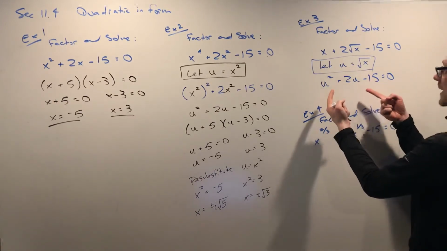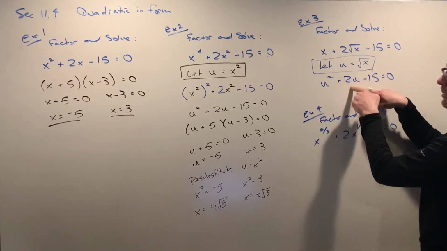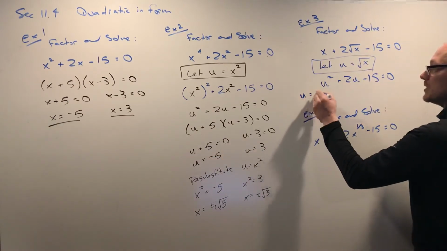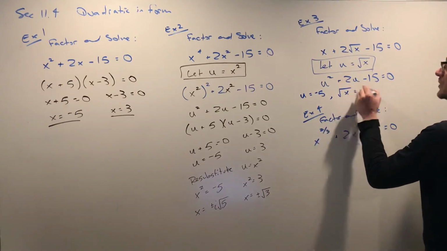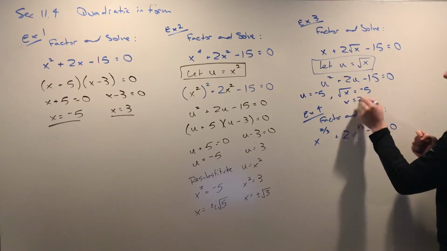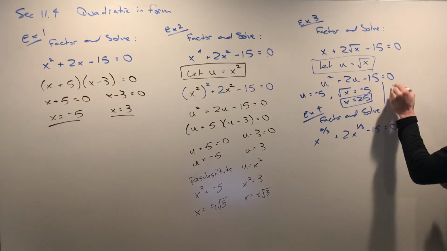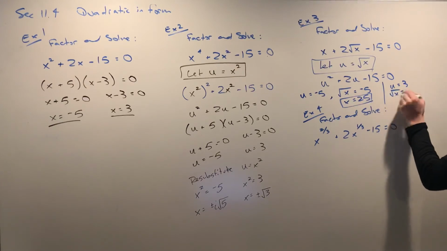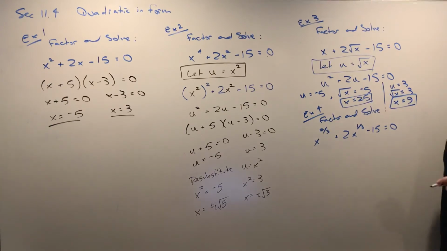But again, in the very end, you're going to resubstitute back. So u equals negative 5, u equals 3. If u equals negative 5, that means the square root of x equals negative 5. Square both sides, you get x equals 25. You also get u equals 3. That means the square root of x equals 3. Square both sides, x equals 9. And those are your two values.